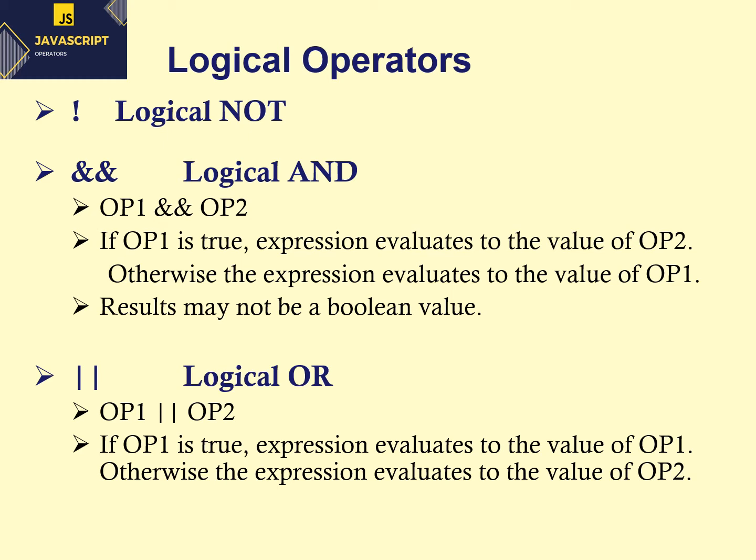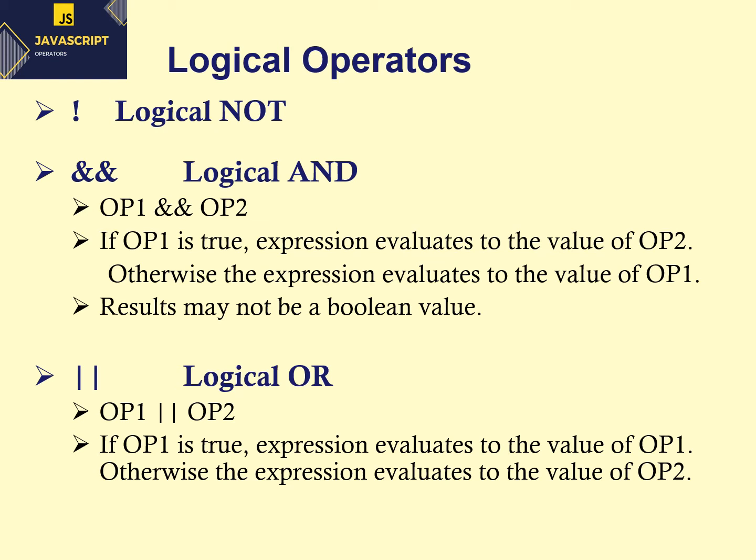So if operand 1 is true, the expression evaluates to the value of operand 2. That is, the result depends upon the value of operand 2. If operand 1 is true and operand 2 is true, the result is true. If operand 1 is true and operand 2 is false, the result is false. If operand 1 is false, the result is also false. Results are not always expressed in Boolean terms.